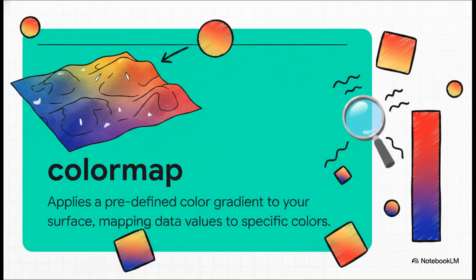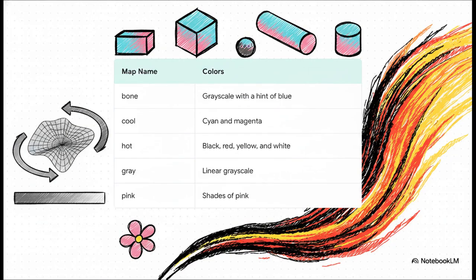So, how do we add color? With the colormap command. It's basically an instant paint by numbers for your plot. It looks at the height, the z value, of every point on your surface and assigns it a color from a gradient. So the highest points get one color, the lowest points get another, and everything in between gets a beautiful, smooth transition.